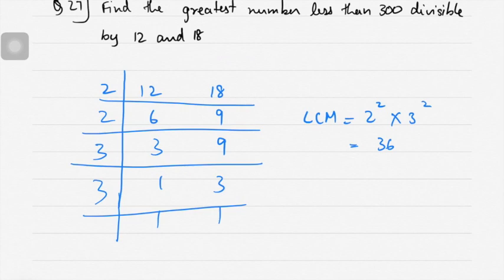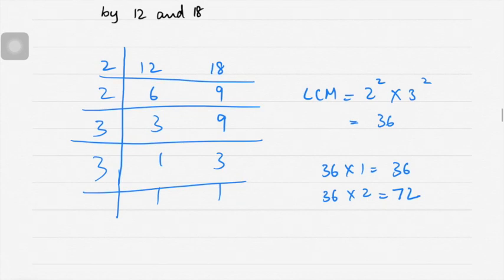Okay. So you know 36 is the least number. Correct? Which is a multiple of 12 as well as 18. That is the least number which is a multiple of 12 and 18. Okay. 36 is the least number. So the remaining numbers, the higher numbers, would be: 36 into 1 is 36. 36 into 2 is 72.